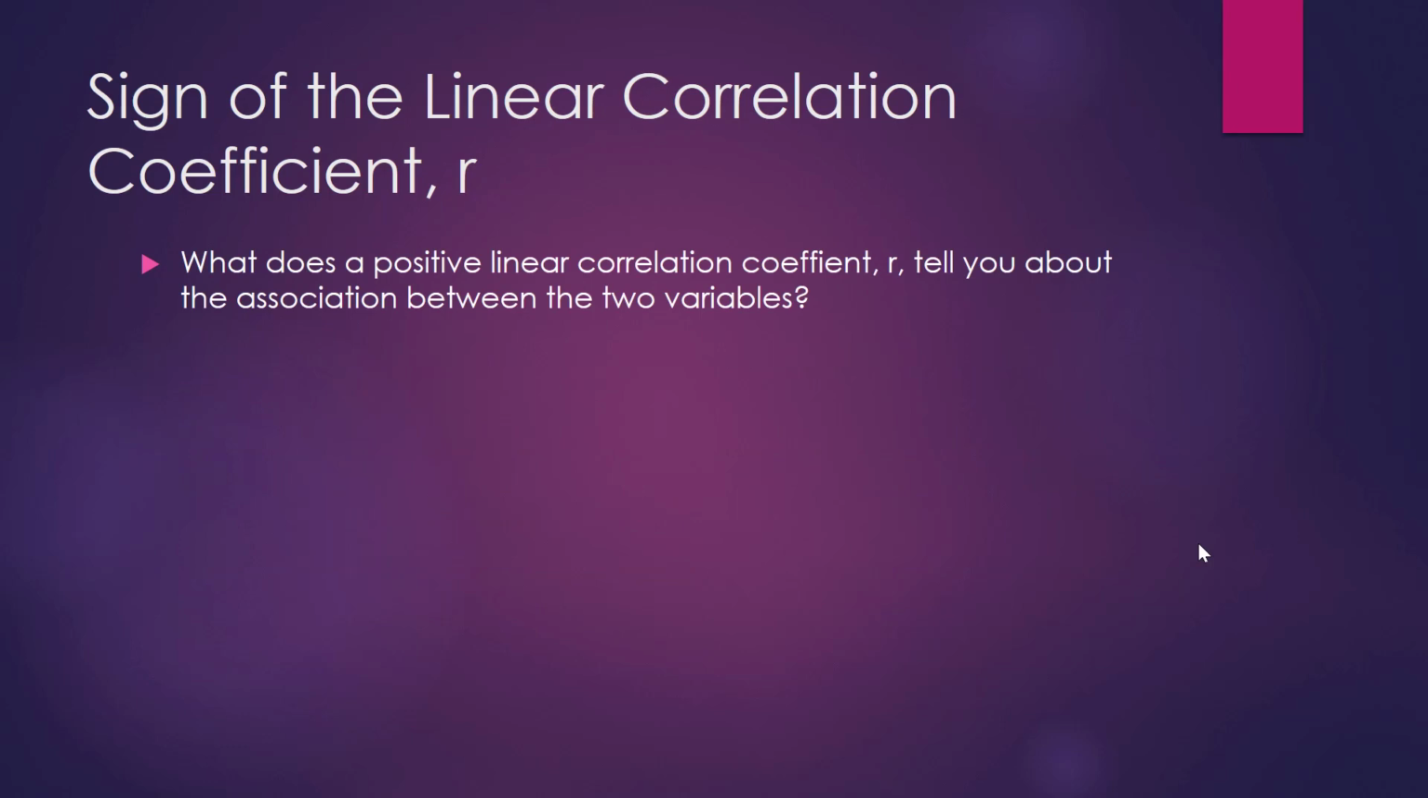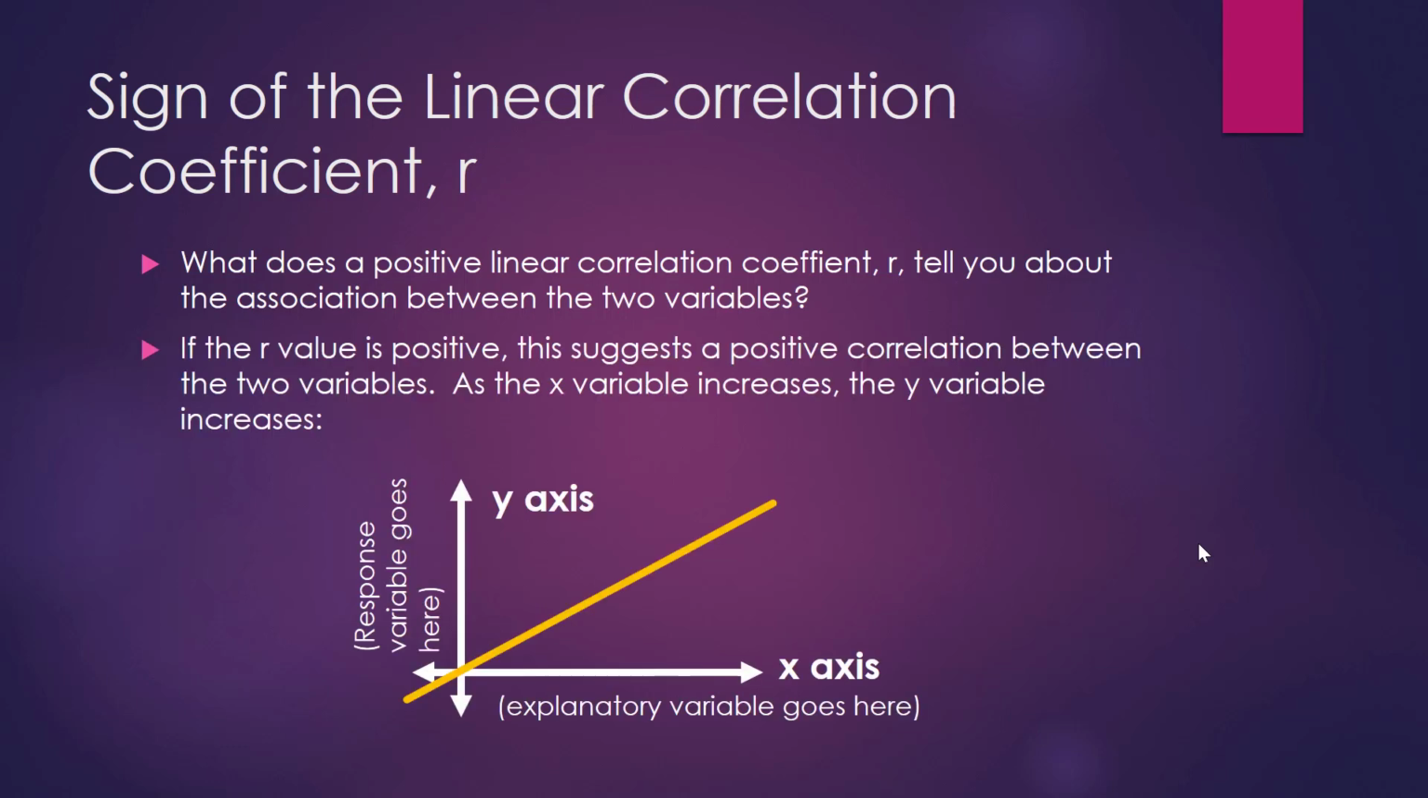What does a positive linear correlation coefficient R tell you about the association between the two variables? Pause this video, write down your answer, and then unpause it to see if you are correct. If the R value is positive, this suggests a positive correlation between the two variables. That means as the X variable is increasing, the Y variable increases as well. Notice that means that our linear regression equation is going to have a positive slope.